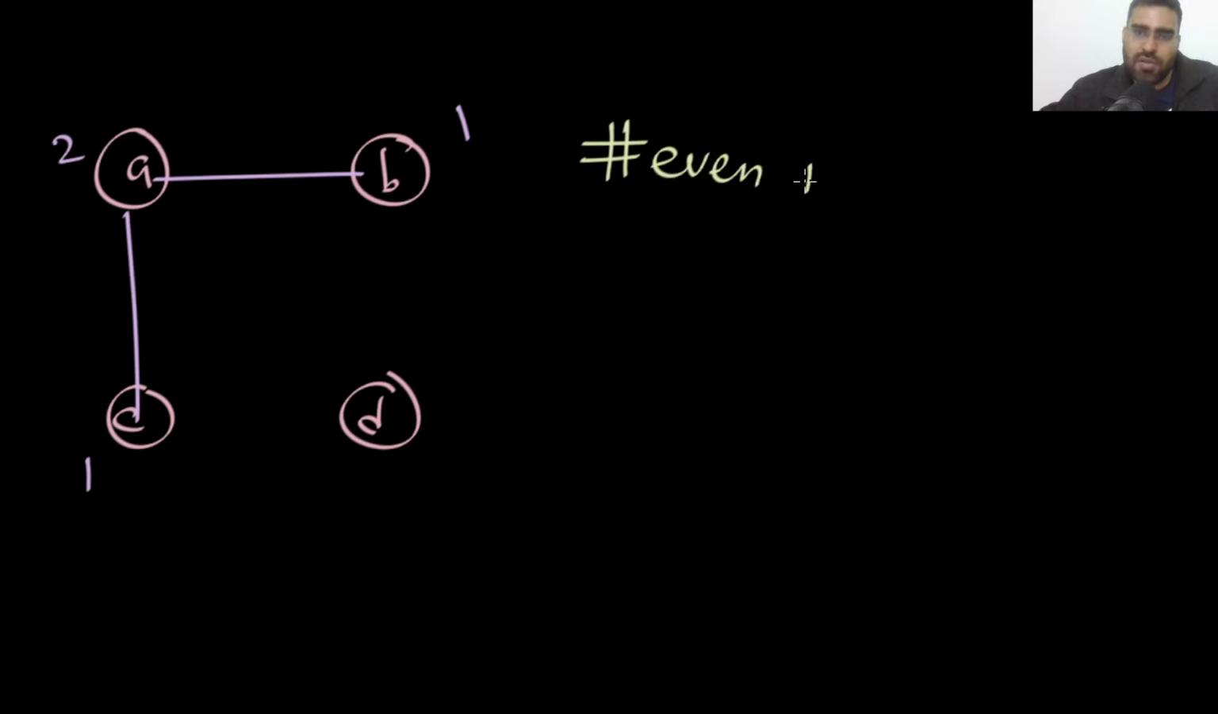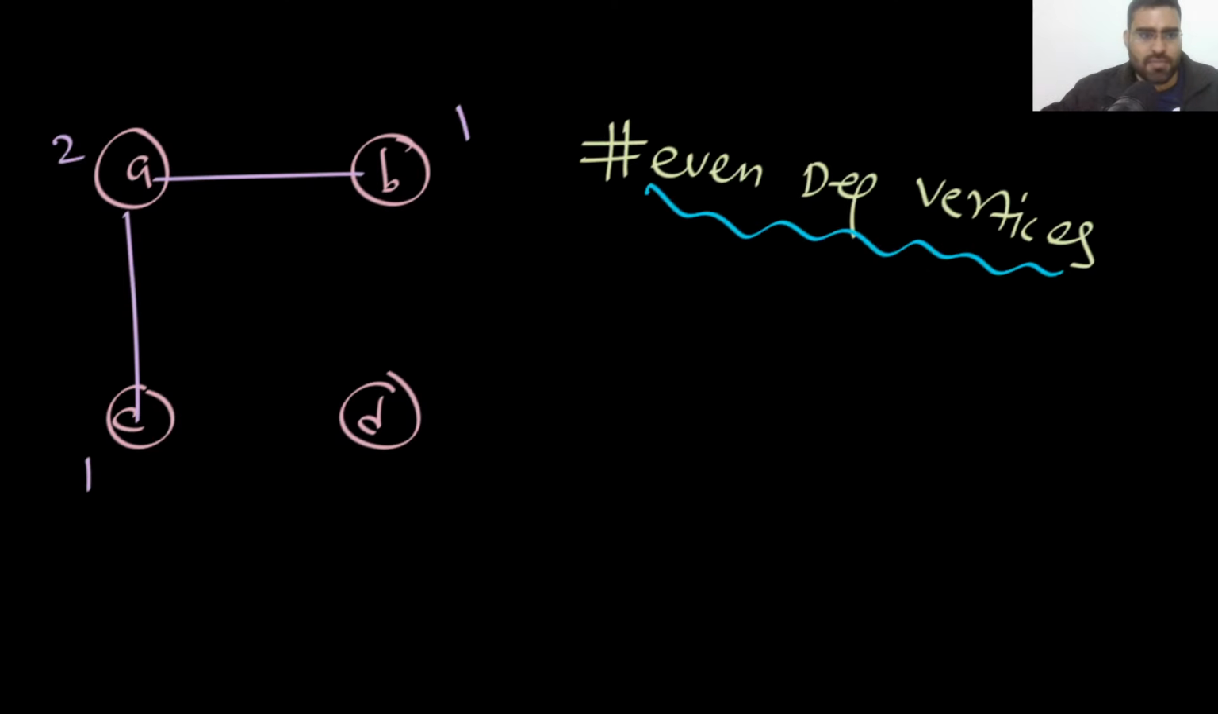For example, consider this graph A, B, C, D. You can notice this has degrees 1, 1, 2. Now tell me, how many even degree vertices are in this graph? So there is only one even degree vertex.